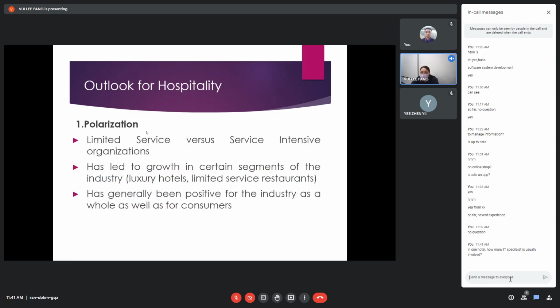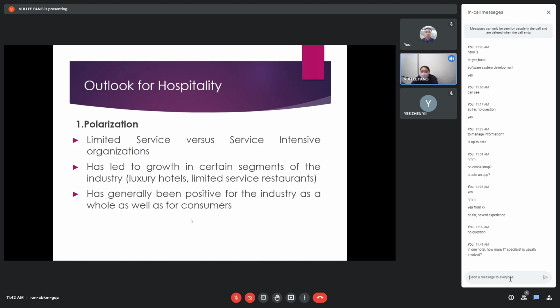Okay, the first one is polarization. So limited service versus service-intensive organizations. Limited service, for example, is fast food. Normally you pay and then you take your food, right? Compared to service-intensive like fine dining, where there is full service. This has led to growth in certain segments of the industry, some luxury hotels or limited service restaurants. So it has generally been positive for the industry as a whole as well as for the consumer.